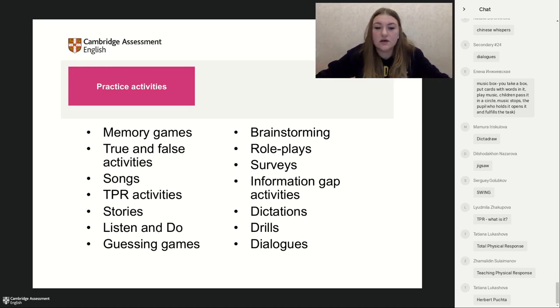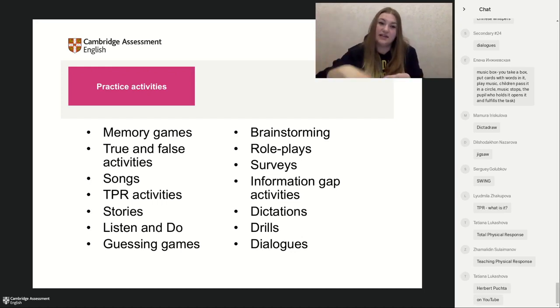Stories, of course. What can we do with the stories? We use pictures to tell the stories, or I have flashcards with different words, and we make a one-word story. I take the word and say a sentence, then the next student takes a new word and makes their sentence with the new word, and we continue the story.